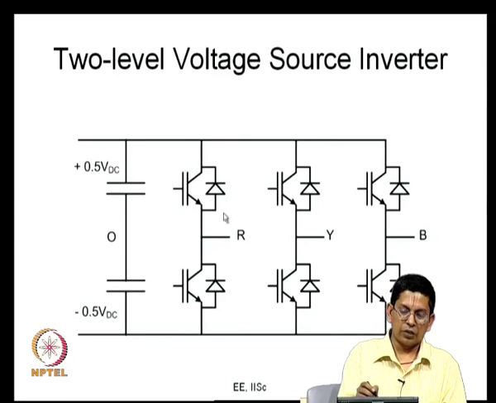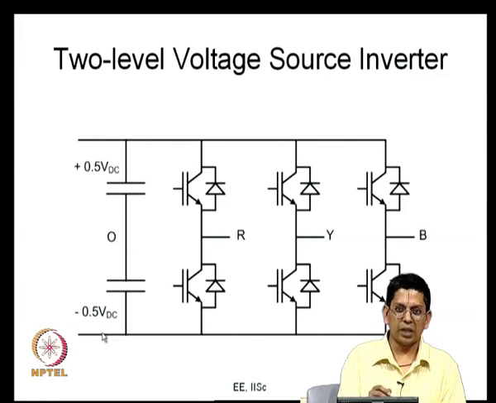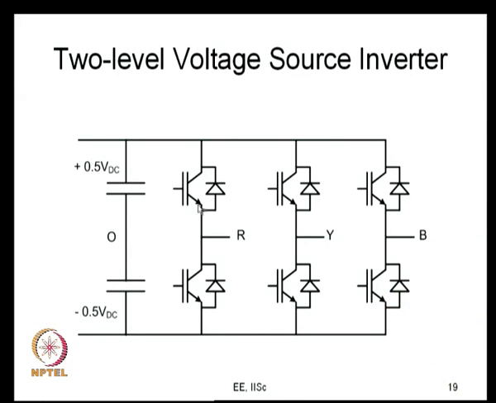For example, if the R phase top device is on, then VRO is plus VDC by 2. If the R phase bottom device is on, then VRO is minus VDC by 2. The same thing applies to Y phase and B phase. And you totally have 8 different combinations, because R top or bottom can be on, Y top or bottom can be on, B top or bottom can be on. So, 2 multiplied by 2 multiplied by 2. So, there are 8 possibilities, which are called 8 different states of the inverter. And for these 8 different states of the inverter, the inverter produces 8 sets of output voltages.